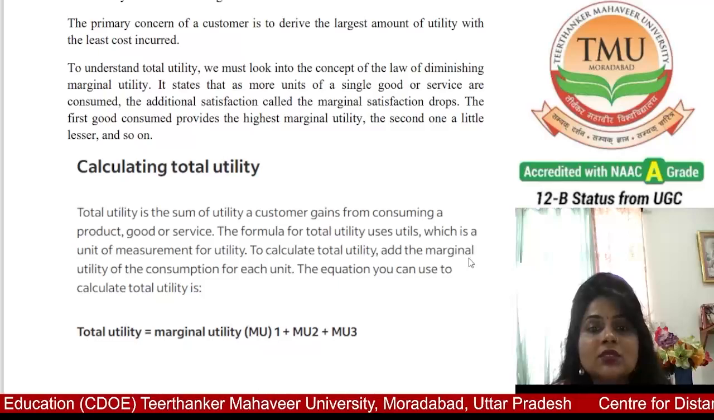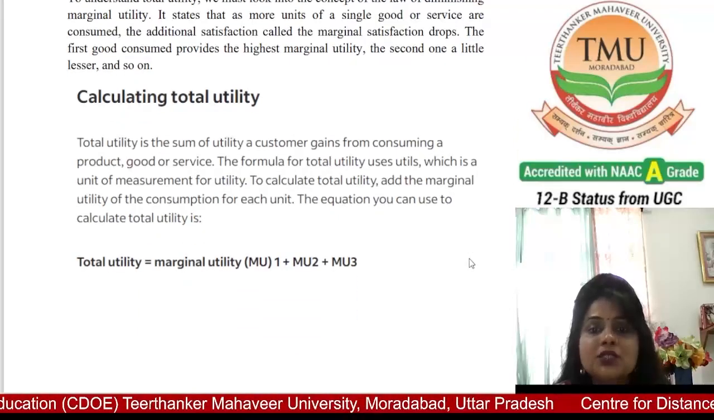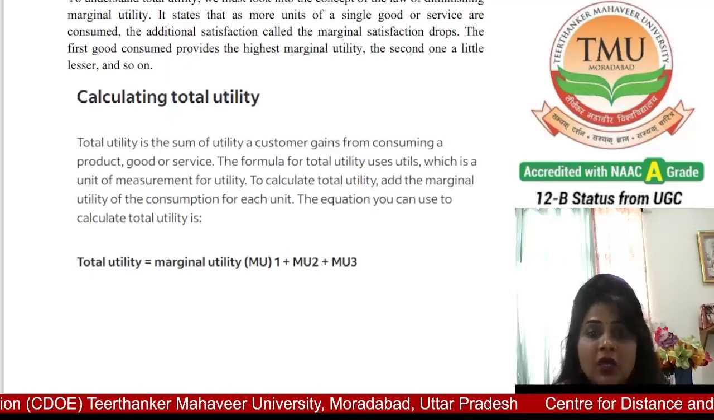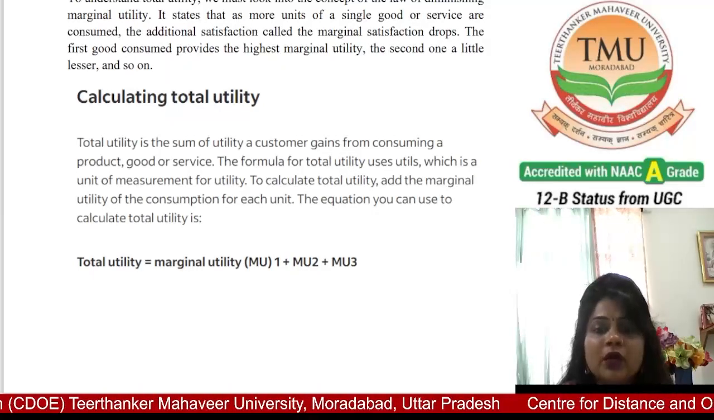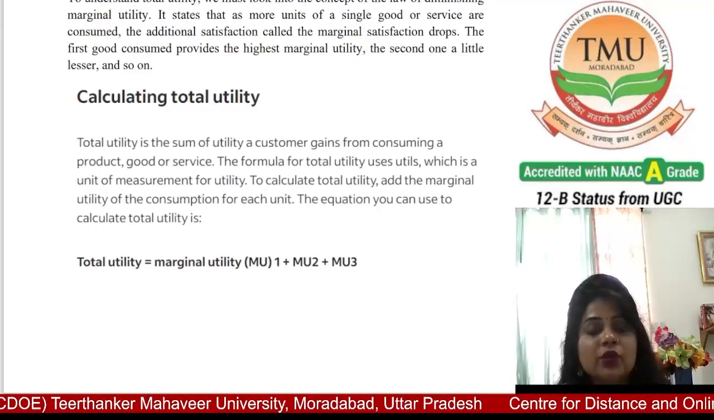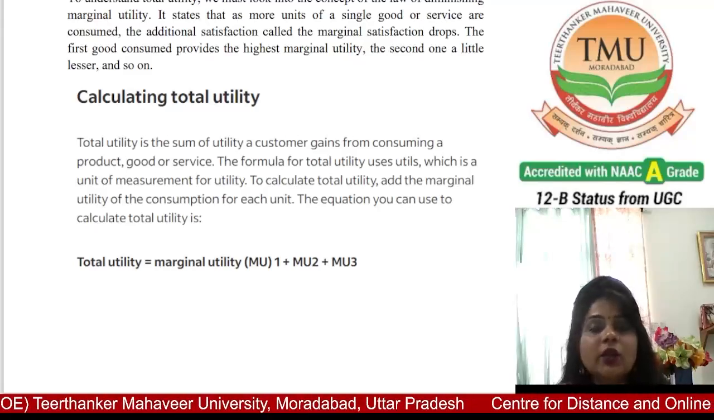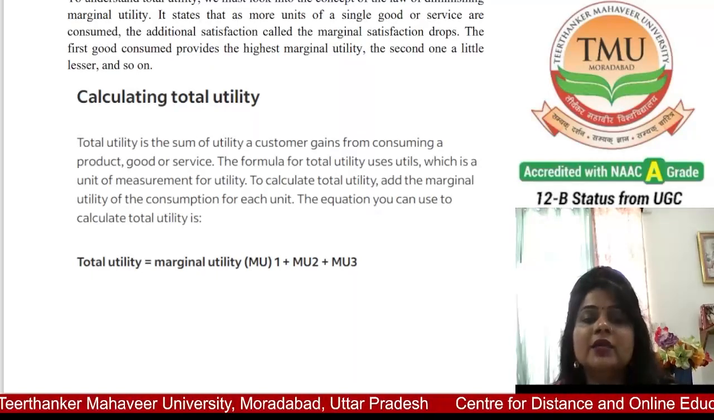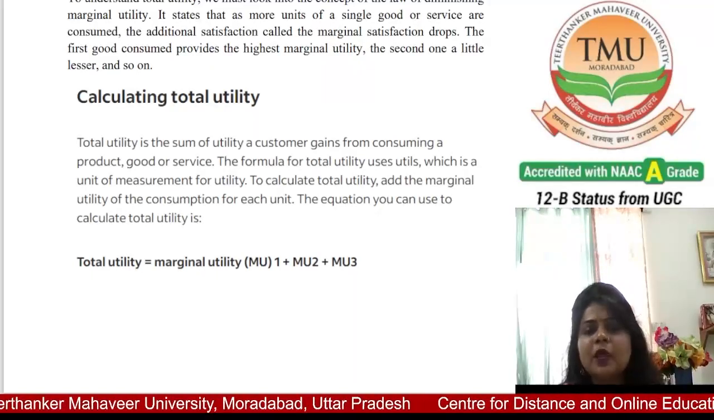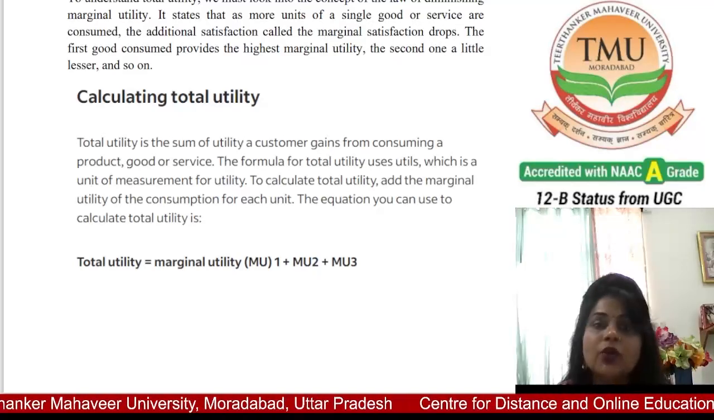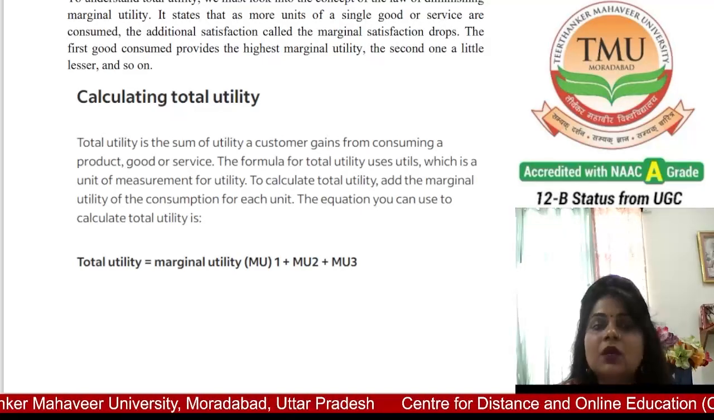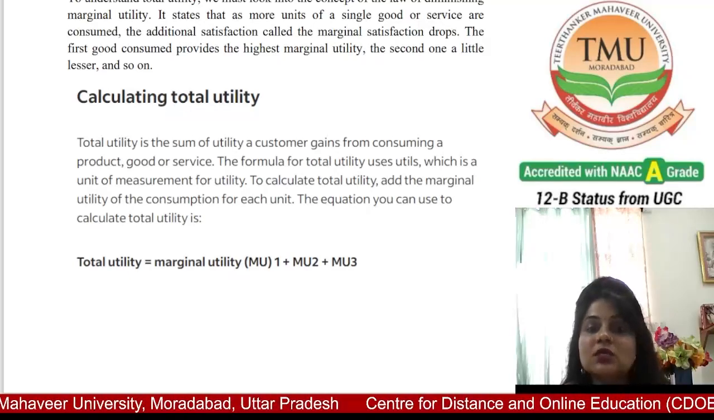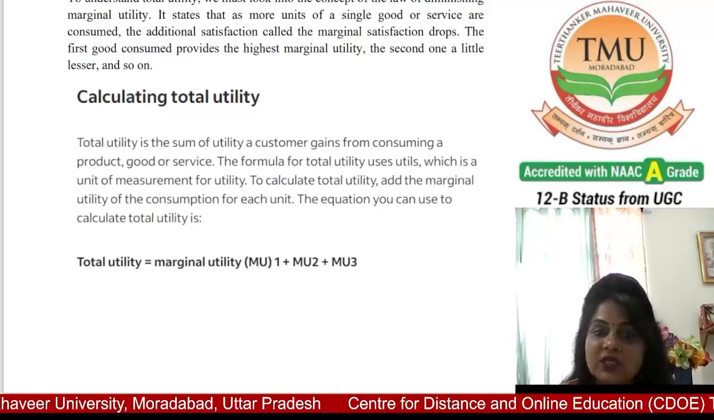Total utility is often compared to marginal utility, which is the satisfaction a consumer receives from consuming one additional unit of a good or service. Total utility helps economists understand the demand for goods and services. I can say that total utility is the aggregate sum of satisfaction or fulfillment that a consumer receives through the consumption of goods or services.